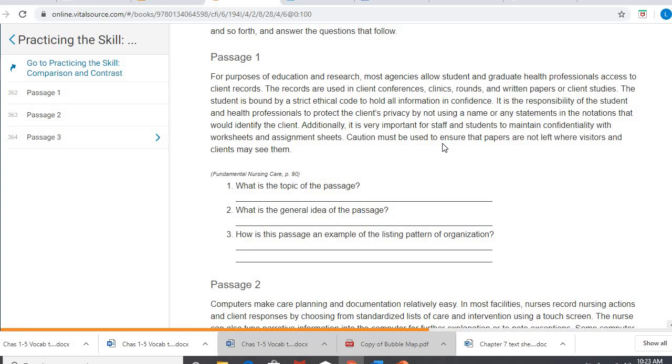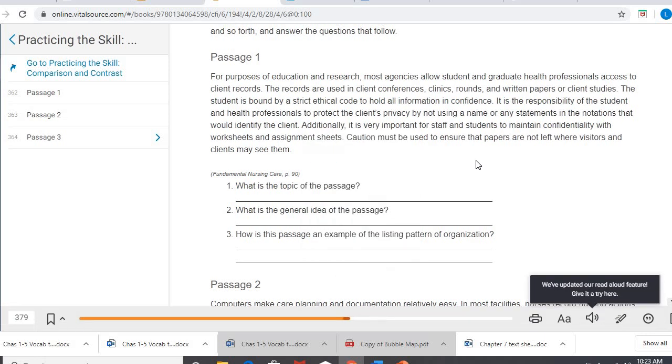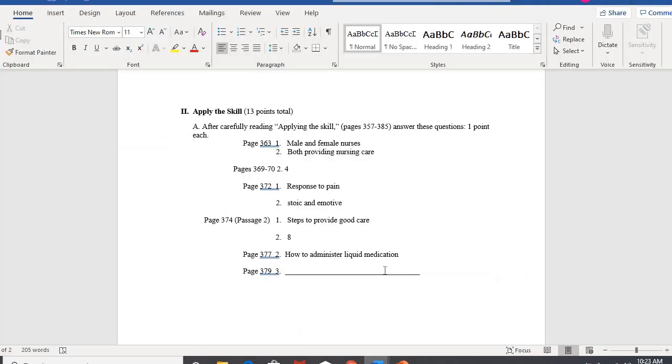Well, hopefully, as I read, you saw a signal word there. The word additionally. They're using the word additionally to carry on their list. So that's the signal word they primarily use right there. Additionally.